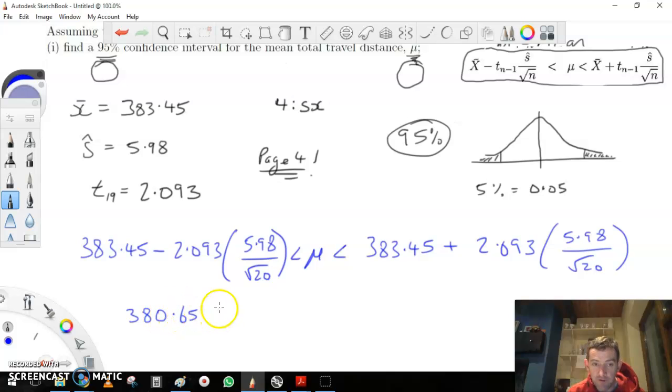380.65, so mu is going to be greater than that and less than 386.25. So we can say that we're 95% confident that mu lies between these two figures based on the sample data there. And hopefully that's right, and if you have any comments, let me know if you find any problems or issues.